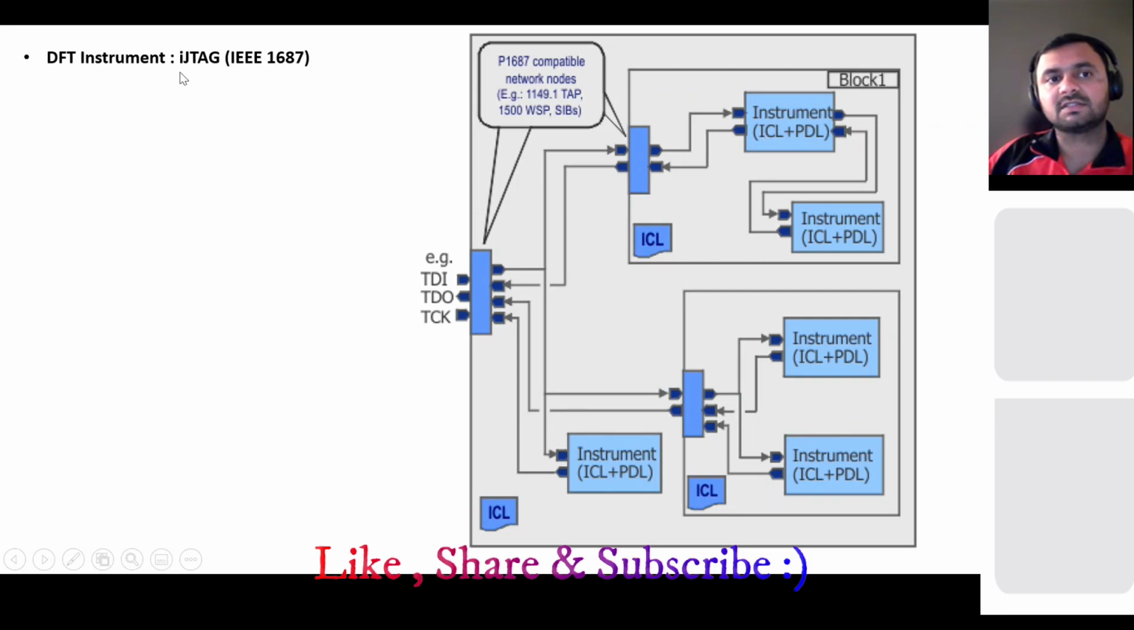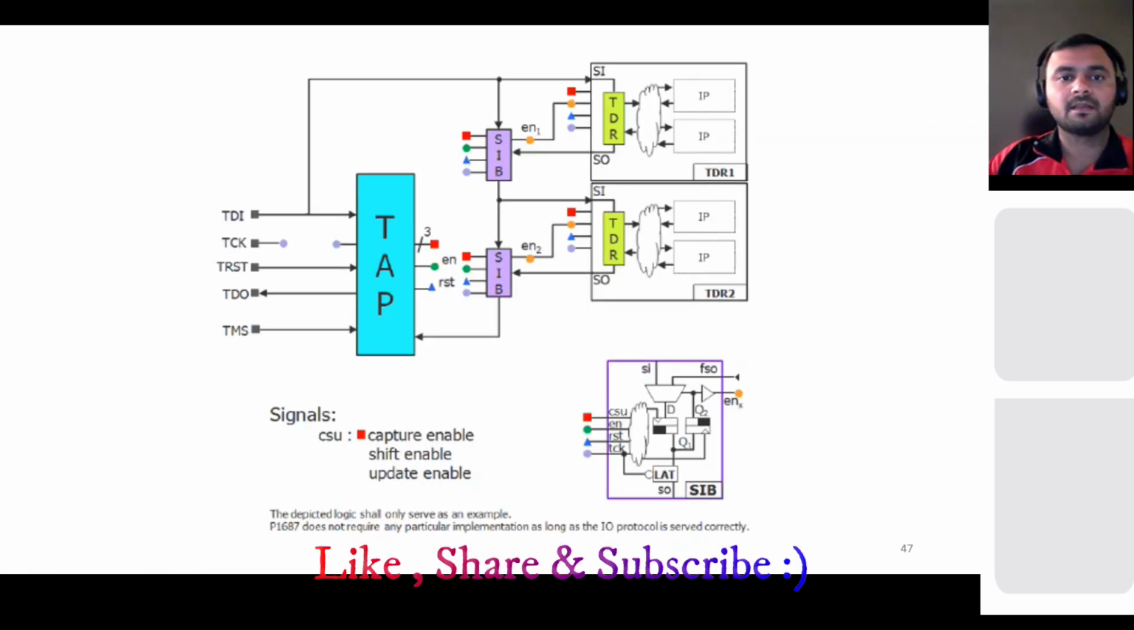Currently we are using this IJTAG for block-level testing, and we have to just port it. Suppose you did the testing on block 1, and you have to port it to the top level, because ultimately you have to run this block from the top level. You don't have any direct access to this block, so you need to access it using this TDI, TDO. Using IJTAG, it's very easy to access and test that. So this is one of the DFT instruments which we use.